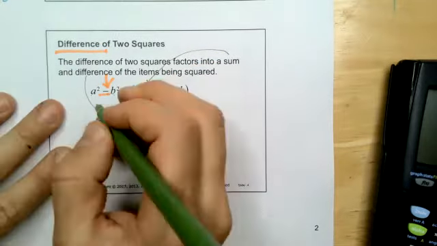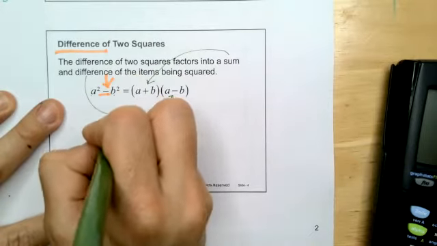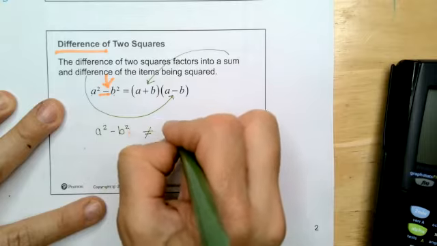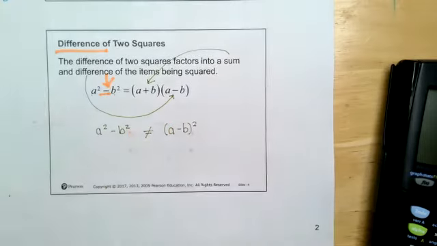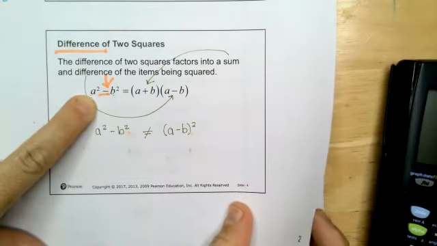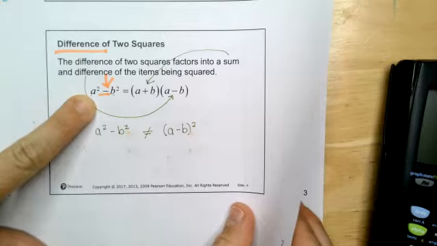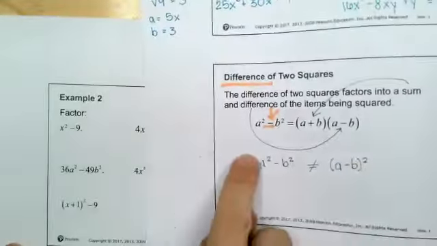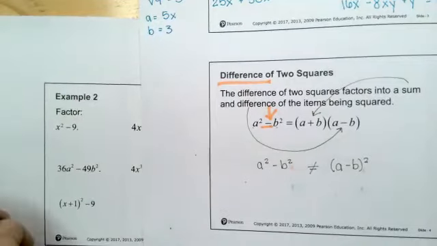Okay. Notice that a squared minus b squared is not the same as a minus b squared. Those are different things. Okay. So what we're dealing with right now is a squared minus b squared equals quantity a plus b times a minus b. I'm going to write that same thing on the top of this page. Case.